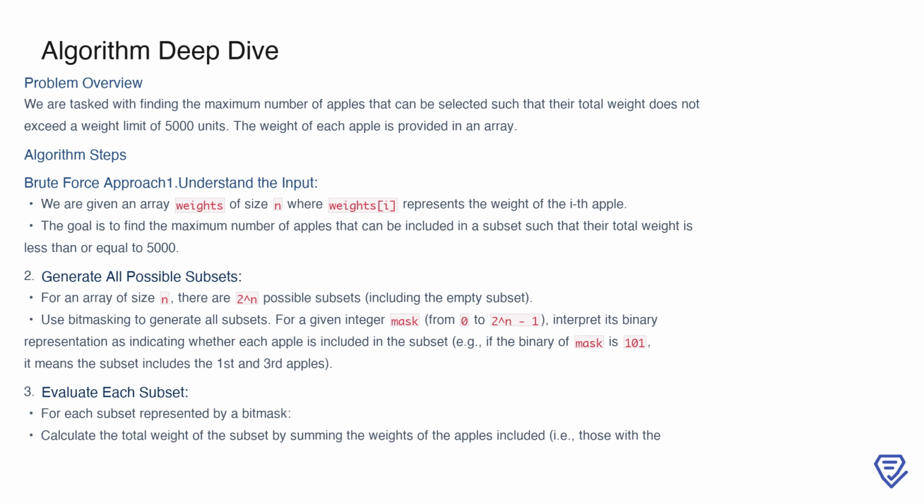Once we've generated all subsets, we evaluate each one by summing the weights of the included apples and counting how many apples are in the subset. If the total weight of a subset is within the limit, we check if the number of apples is greater than the current maximum count. The result is the maximum number of apples that can be selected without exceeding the weight limit.